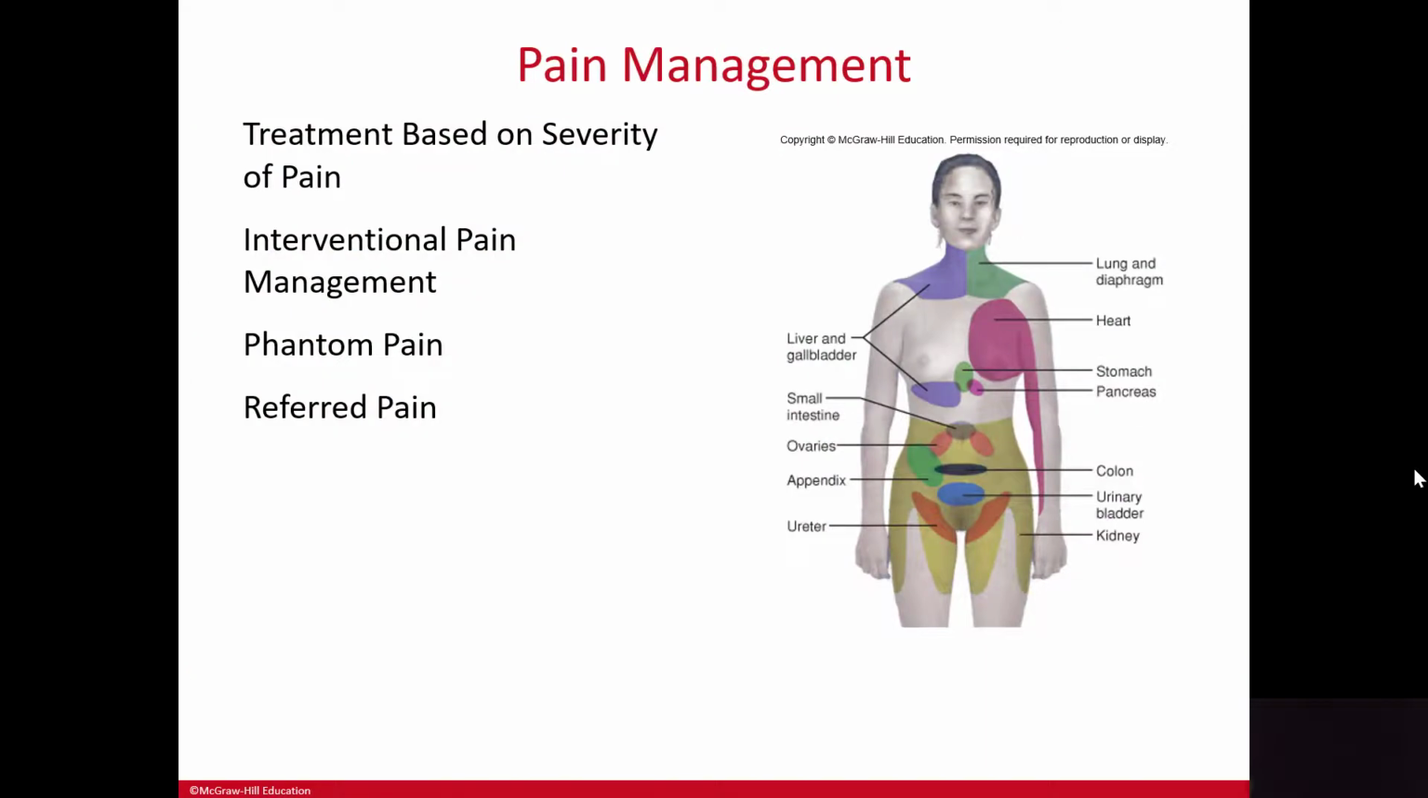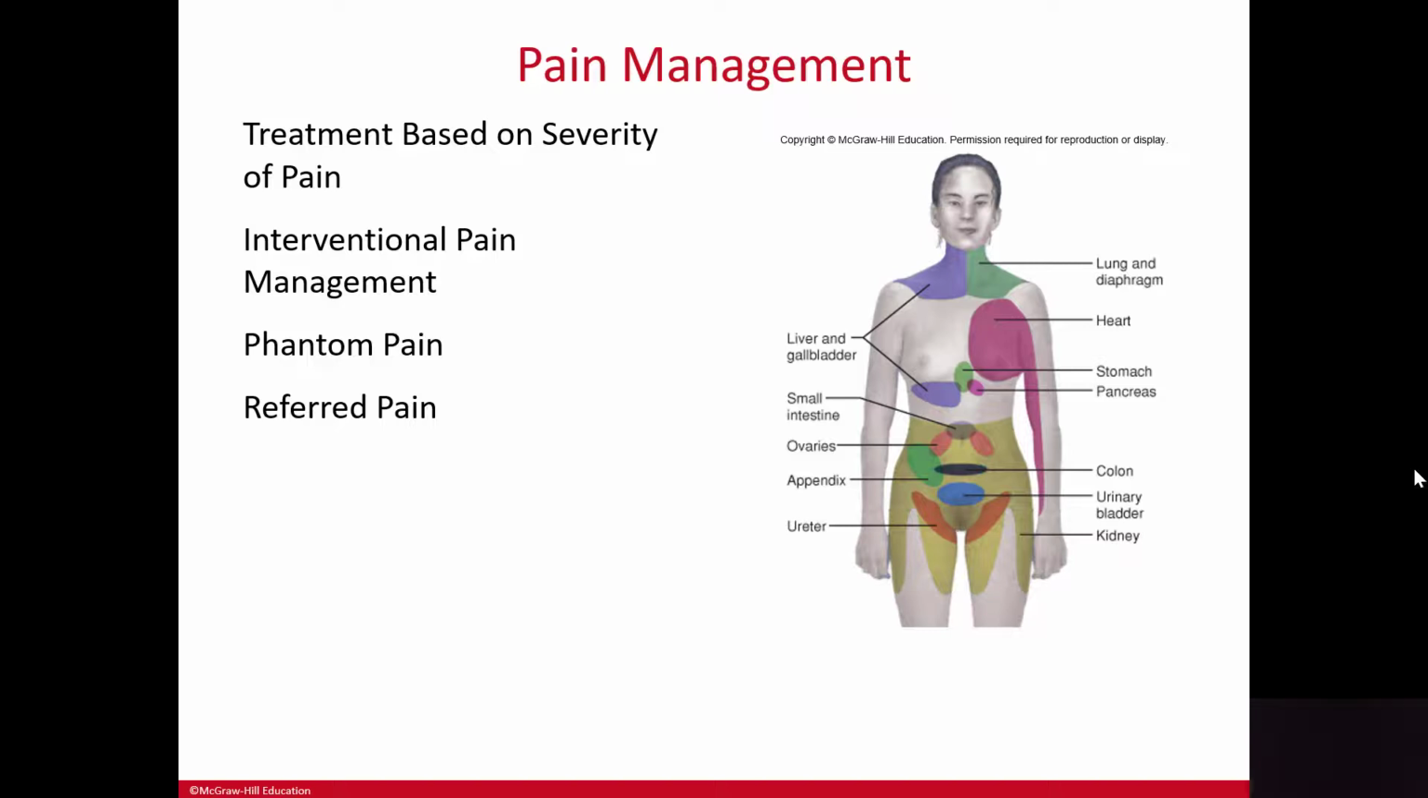Okay, the last section of this part of the text talks about pain management. Pain lasting longer than 3 months is said to be chronic. Pain that has a sudden onset and lasts a short period of time is said to be acute. Pain management is a specialty of anesthesia, and anesthesiologists are the doctors that are able to treat chronic pain, although some general practitioners also treat chronic pain.